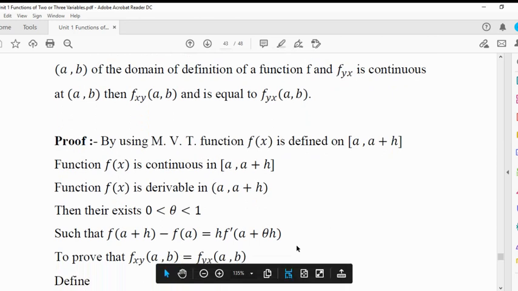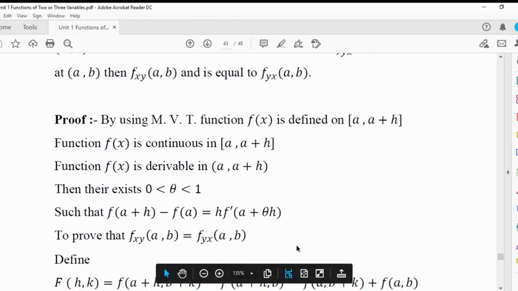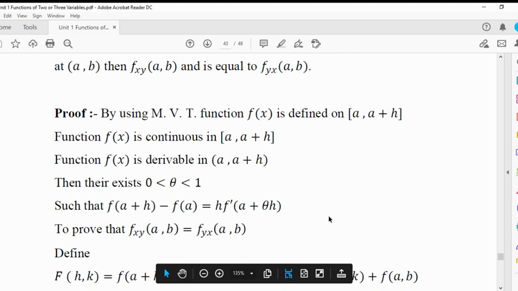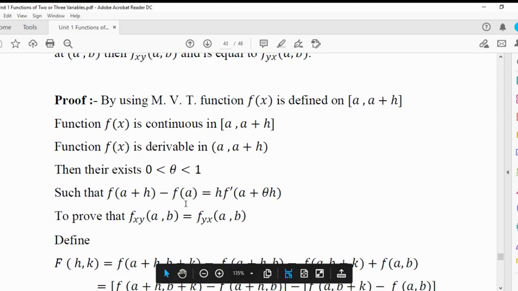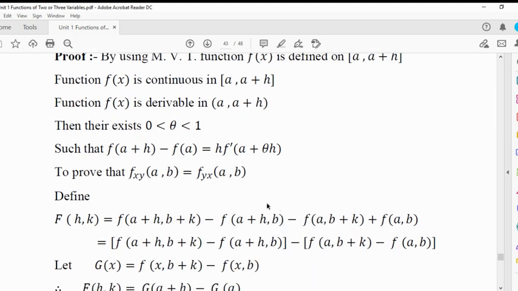So by the mean value theorem, for f of x defined on the interval a to a plus h: here f of x is continuous on [a, a plus h] and f of x is derivable on the open interval (a, a plus h). Then there exists theta belonging to the open interval (0, 1), that is 0 less than theta less than 1, such that f of a plus h minus f of a is equal to h into f dash of a plus theta h. Now we have to prove fxy at (a, b) is equal to fyx at (a, b).